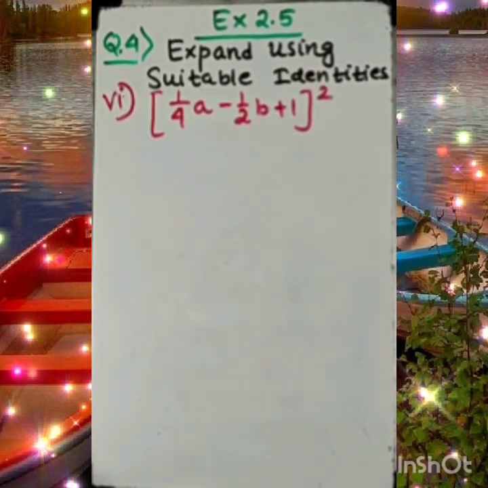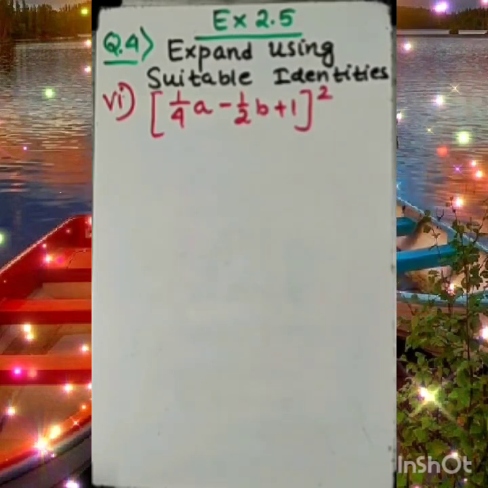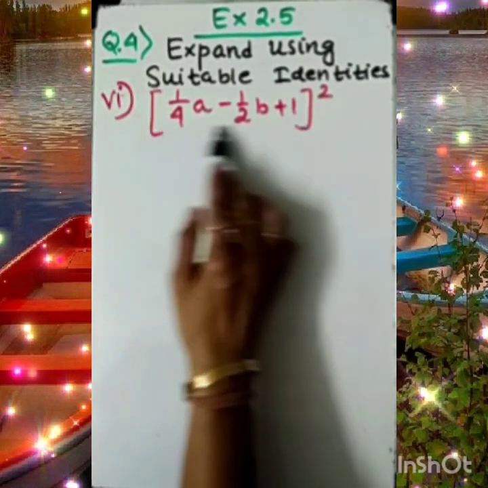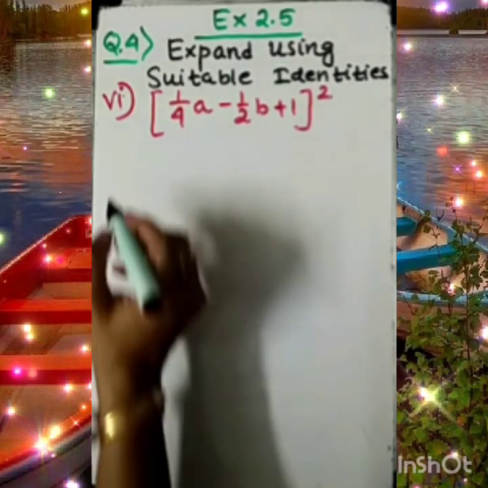Now, question number 6, the sixth question is in front of you, dear student. The question is a little bit different from the first 5 questions. What is the question? 1 by 4a minus 1 by 2b plus 1, whole square. Again you can see here first term, second term, third term. So 3 terms are there. So it is a trinomial and here it is the square of it. So we need to apply the squaring of trinomial identity.